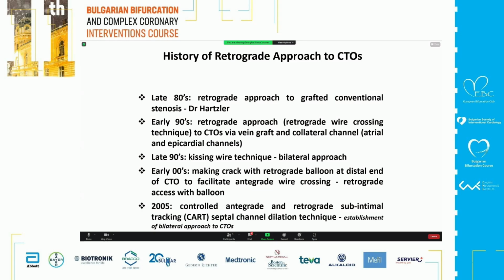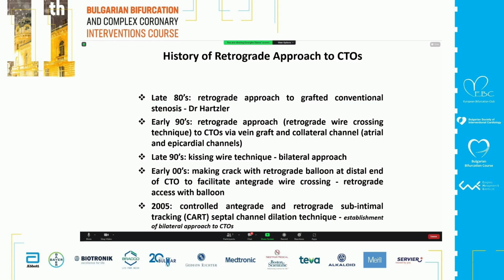So, history of the retrograde approach of CTOs. You see here an overview. I will stop the antegrade only on parallel wiring, learn how to do it right. And for the retrograde, I'm going to also talk about basic concepts, because that's the point of the discussion. We can go very deep in the field, from post-CABG, bifurcation CTO, through retrograde CTOs, double, triple retrograde access, and all this kind of stuff. But people have to start learning the basics.